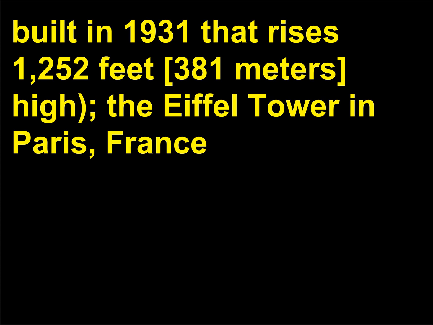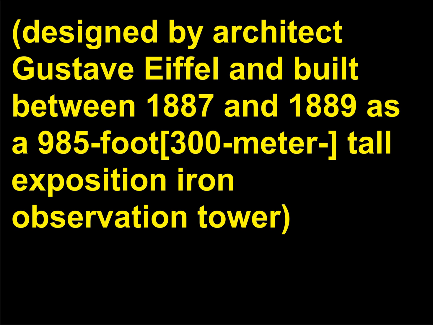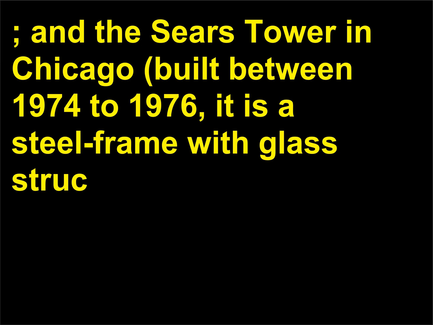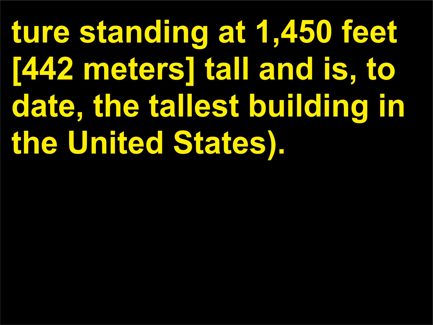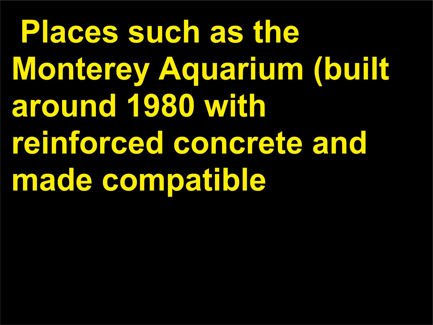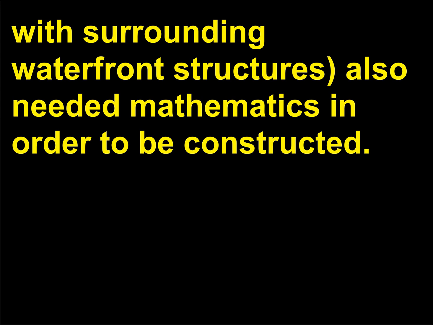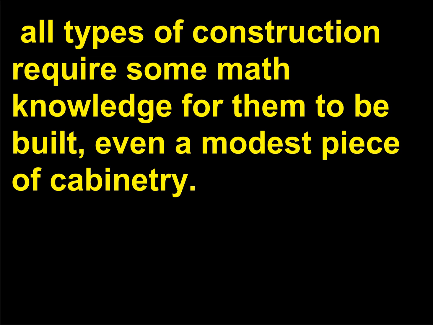Designed by architect Gustave Eiffel and built between 1887 and 1889 as a 985-foot, 300-meter-tall exposition iron observation tower. And the Sears Tower in Chicago, built between 1974 and 1976, it is a steel frame with glass structure tower standing at 1,450 feet, 442 meters tall and is, to date, the tallest building in the United States. Places such as the Monterey Aquarium, built around 1980 with reinforced concrete and made compatible with surrounding waterfront structures, also needed mathematics in order to be constructed. Of course, when one gets down to it, all types of construction require some math knowledge for them to be built, even a modest piece of cabinetry.